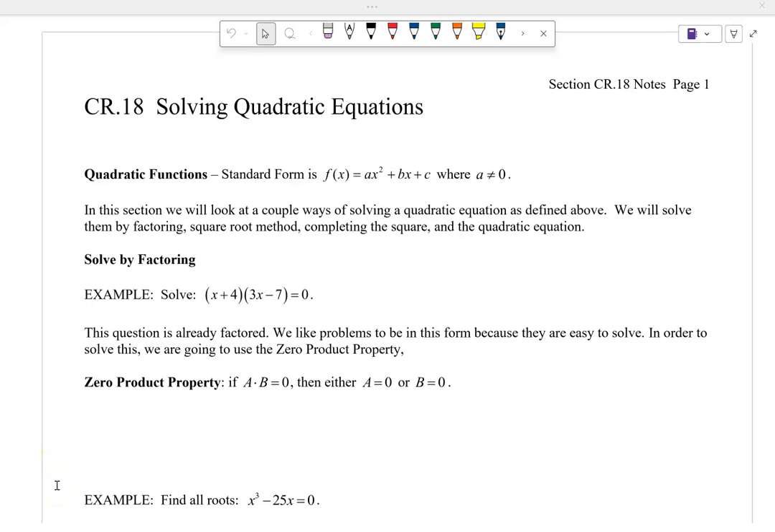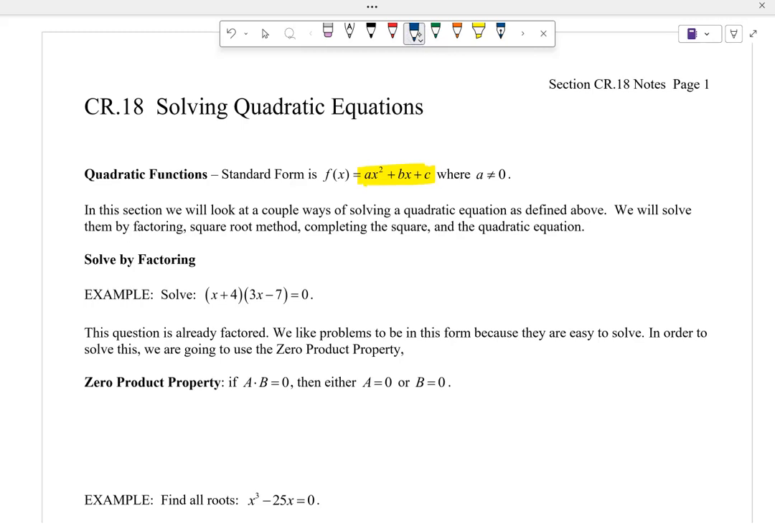Let's take a look at solving quadratics, right? So the standard form of a quadratic is ax squared, notice the power is 2, plus bx plus c. So a can't be 0, otherwise it would clear out that x squared term, right? So we'll look at a couple different ways of solving quadratics.